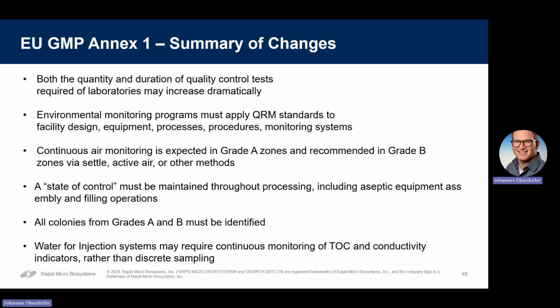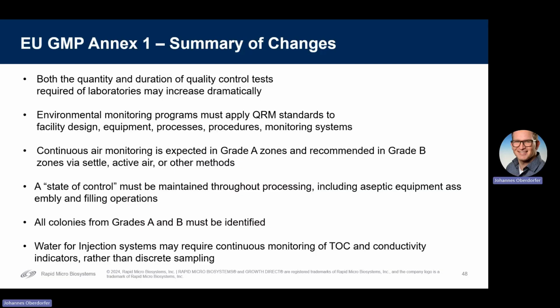Now then, a summary of changes. Quantity and duration of quality control tests required of laboratories might have increased already, and if the interpretation was done properly, then it should have been increased. EM programs must apply the QRM standards to facility design, equipment, process, procedures, monitoring systems. Continuous air monitoring is expected in grade A zones and recommended in grade B zones via settle or passive or active air and other methods.